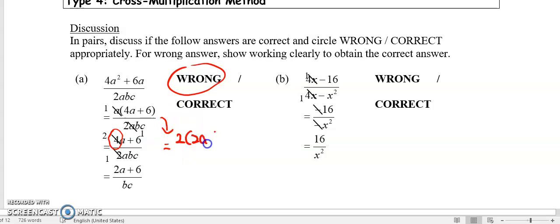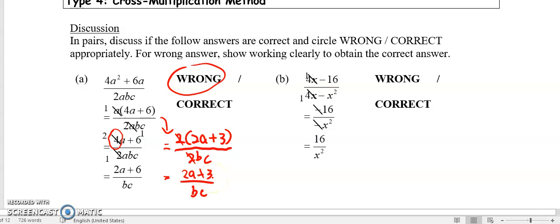We factorize out 2, and we have bracket 2a plus 3. In the denominator, we'll be left with, not really abc, we'll be left with 2bc, because we have cancelled out a in the previous step, which is correct. So now, after this step, 2 and 2 we can cancel off. The answer to this question will be 2a plus 3 over bc.